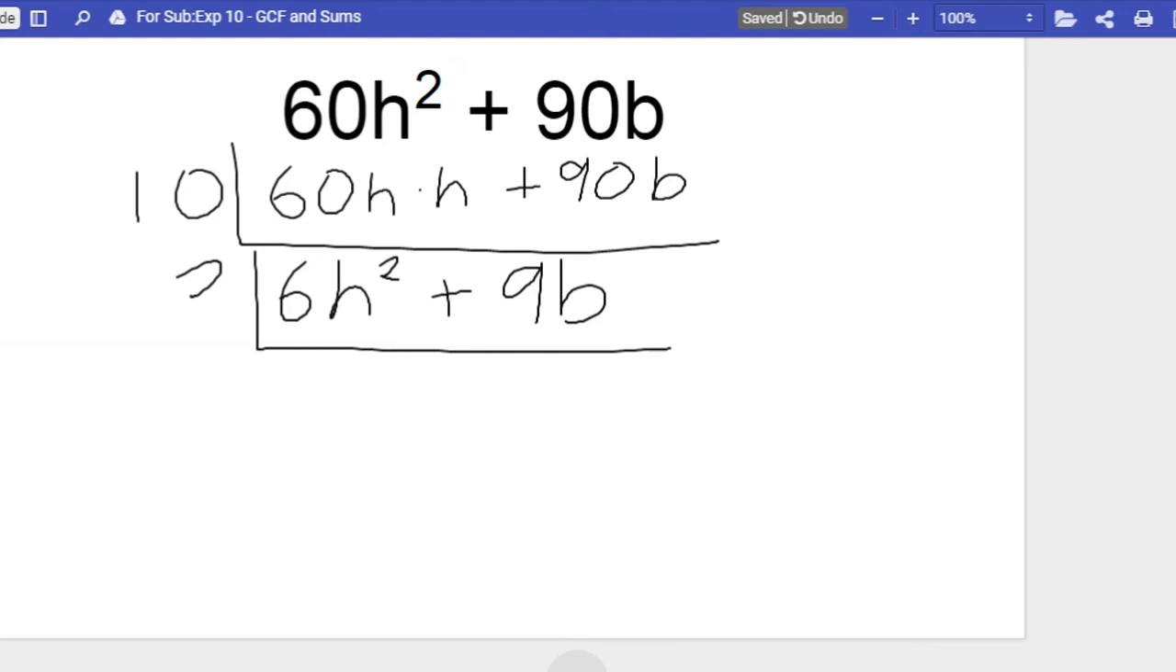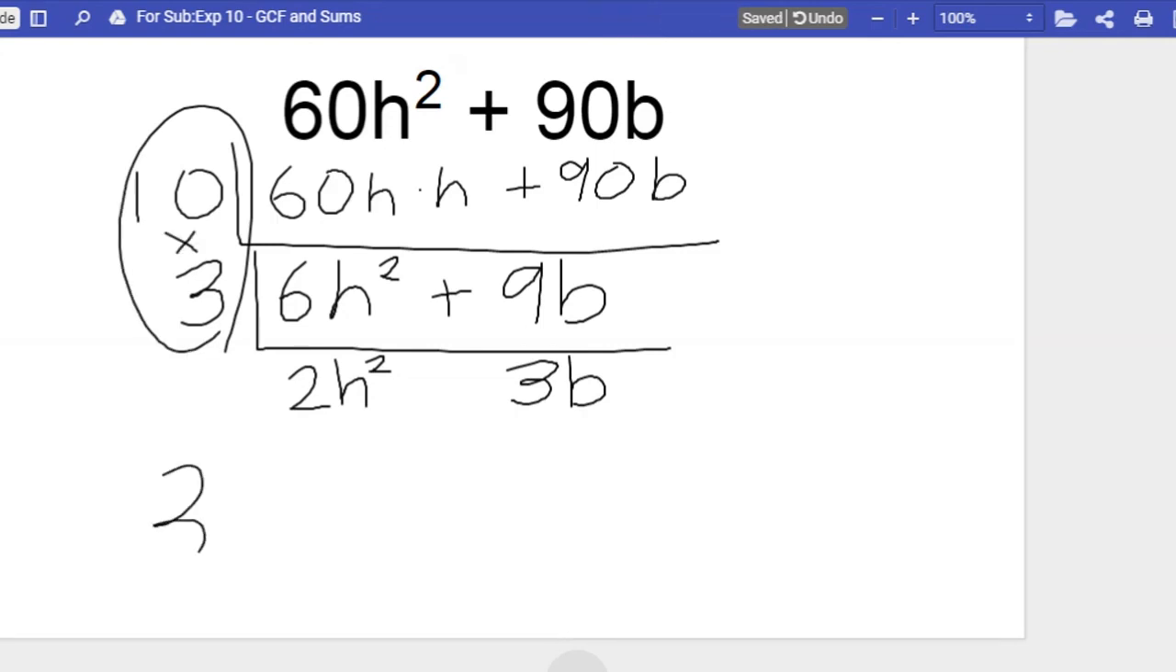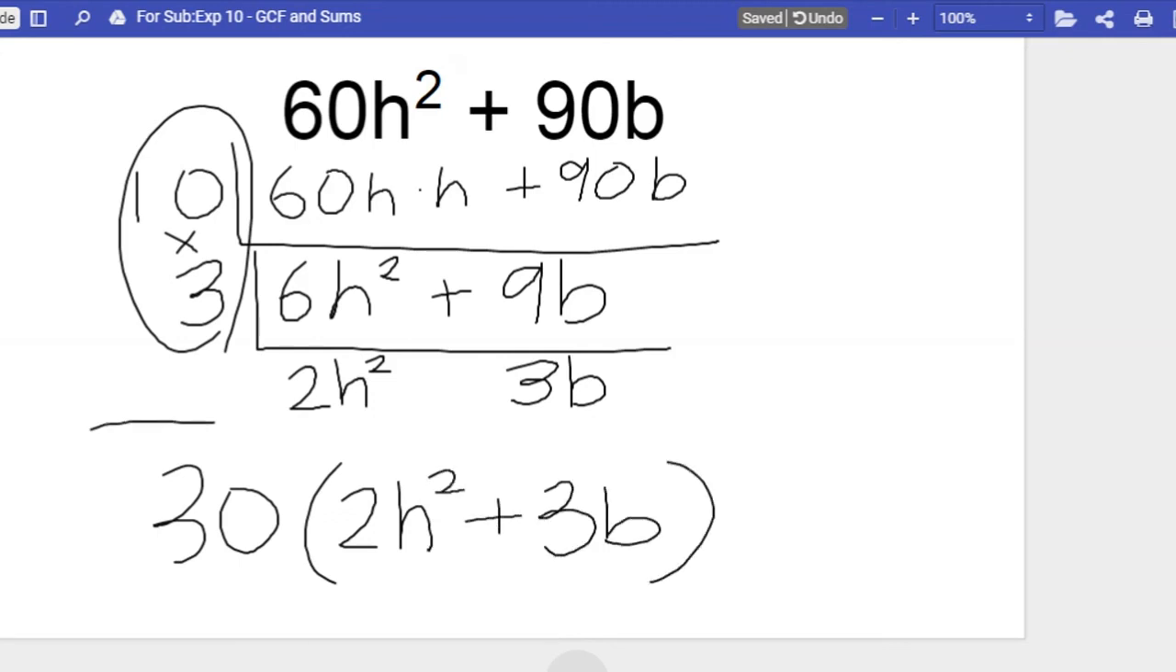Ooh, I need another ladder because I know 6 and 9 have something in common, which is 3. 6 divided by 3 is 2. 9 divided by 3 is 3. Now I can't forget that h squared comes down and that b comes down. 2 and 3 have nothing else in common. So greatest common factor, 10 times 3 is 30 out front. What's left? 2h squared plus 3b.